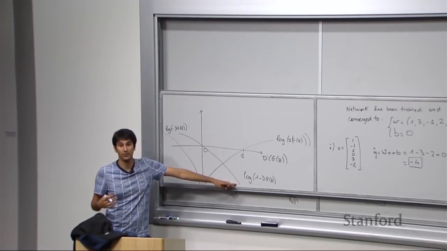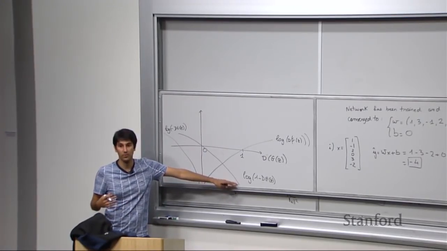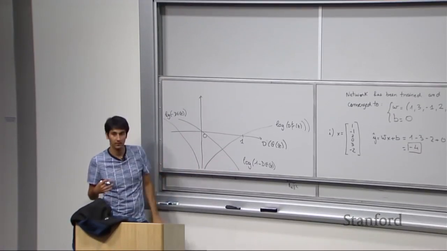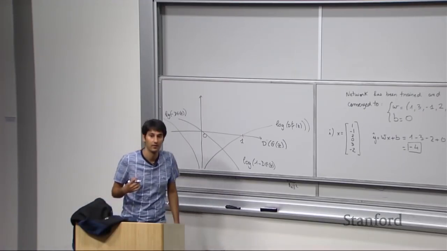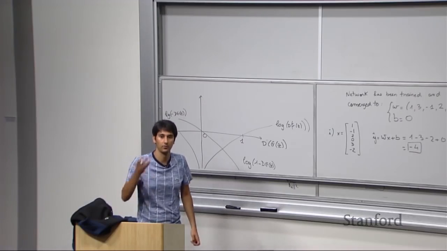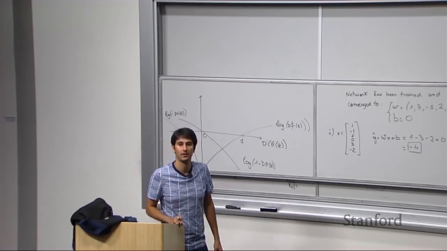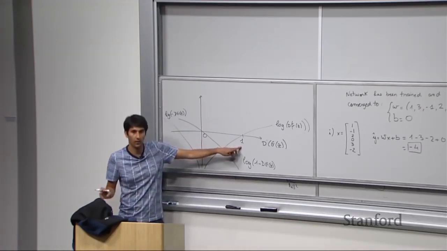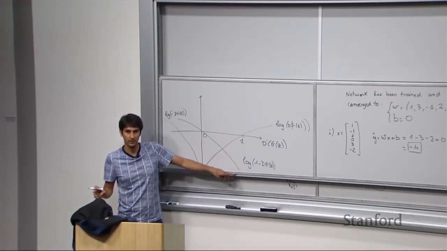What's the issue with this one? What do you think is the issue with this cost function, looking at it like that? It goes to negative infinity. Sorry? It goes to negative infinity. Can you say it louder? It goes to negative infinity at 1. That's what you mean? Yeah.